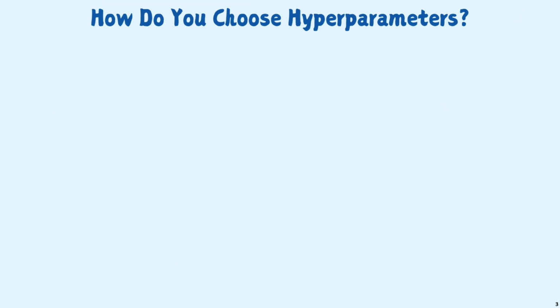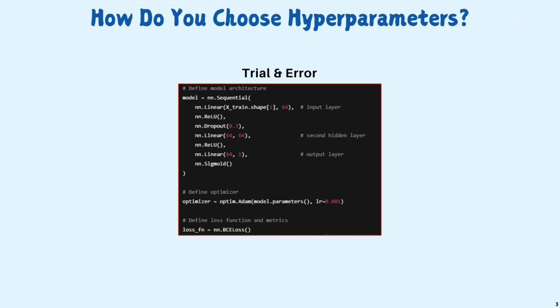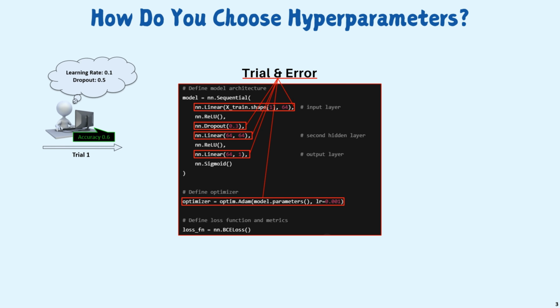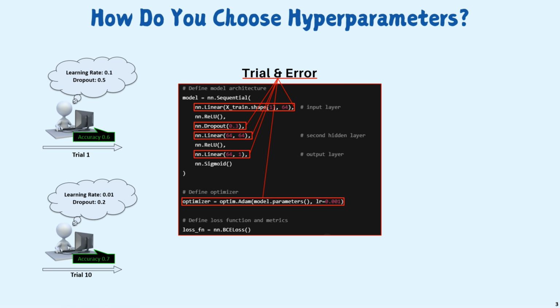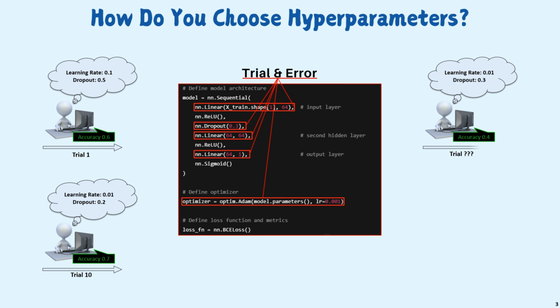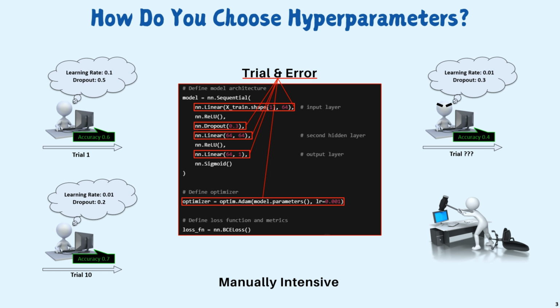So how do you choose hyperparameters? Usually, it's through trial and error. In this simple example of defining a model, we've used trial and error to find the layer sizes, the dropout rate, and the learning rate. At the end of this first trial, you may get a decent accuracy, and by the 10th trial, that might improve. But after many more trials, we are unsure if that accuracy will improve or worsen. That can be pretty frustrating and manually intensive, but luckily, there's a solution to this.